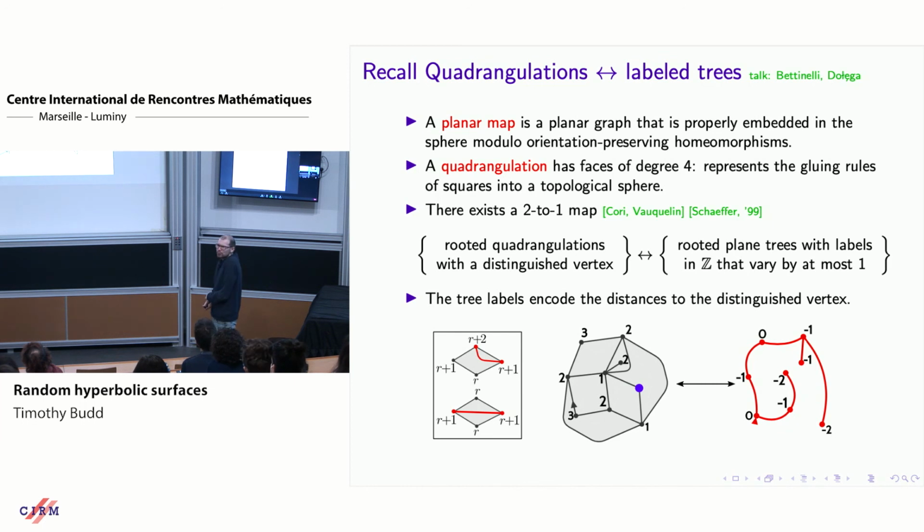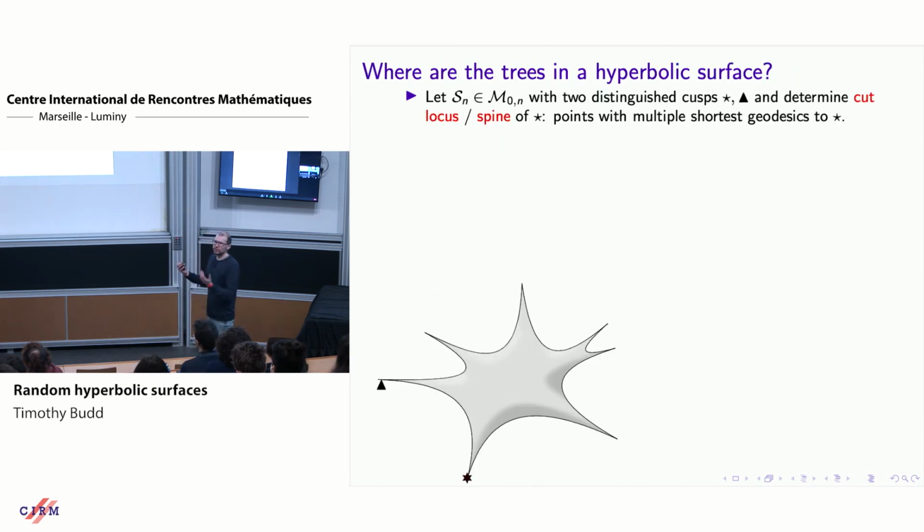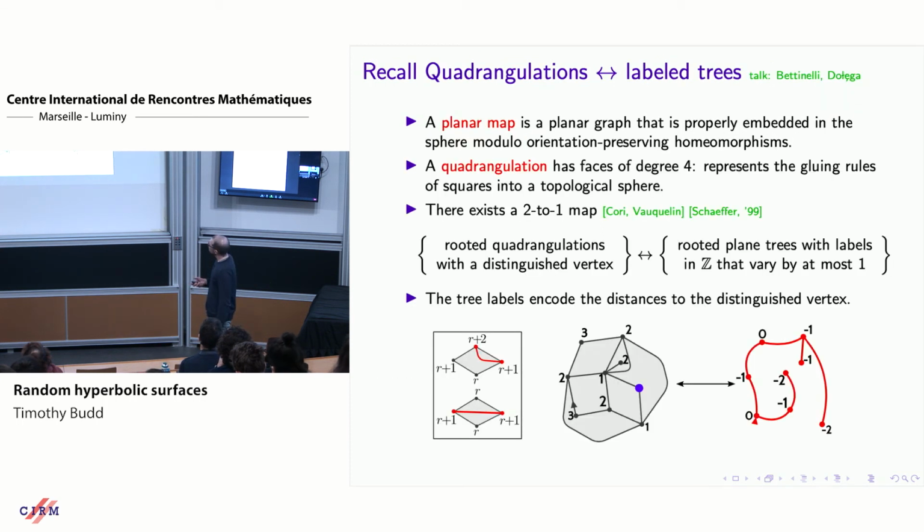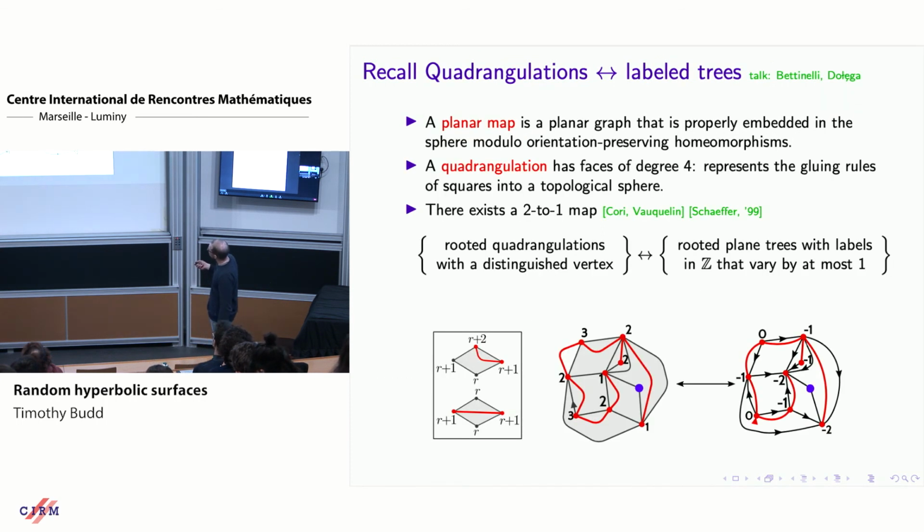Right, and these labels, they encode distances, so they really tell you something very precise about the geometry of these maps. So where are these trees in the case of hyperbolic surfaces? One thing one should notice here is that in some sense the tree one is drawing on this quadrangulation, it is like the complement of all geodesics that are running towards your marked vertex in a particular sense.